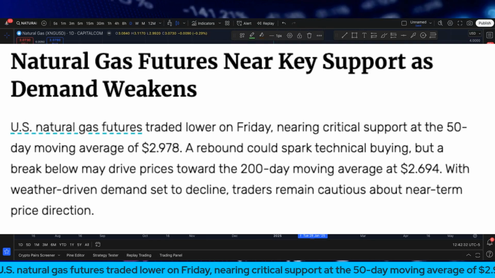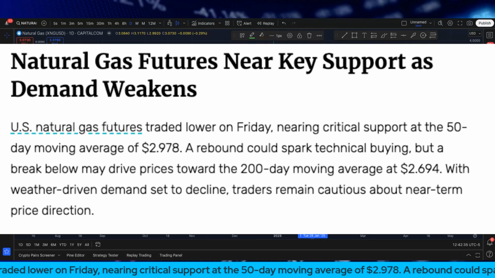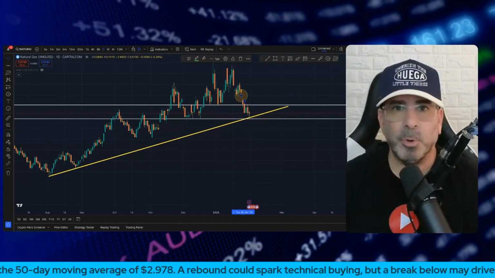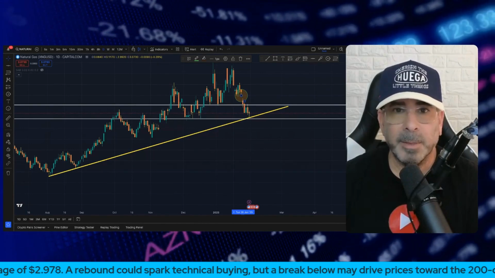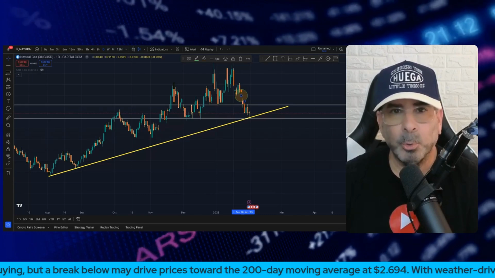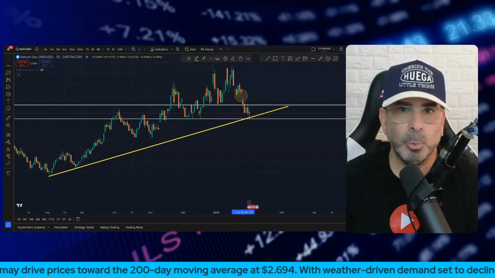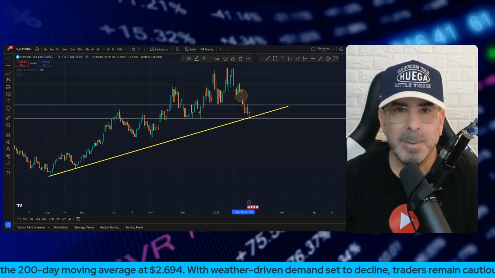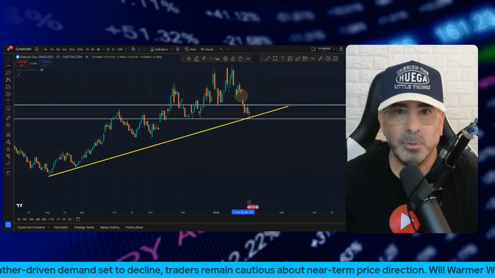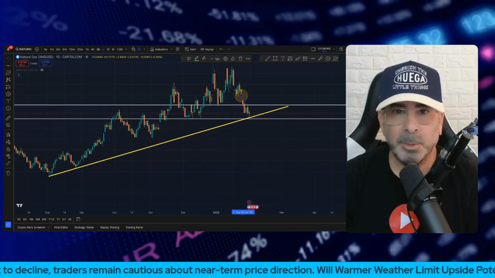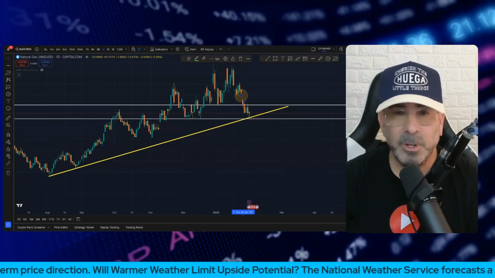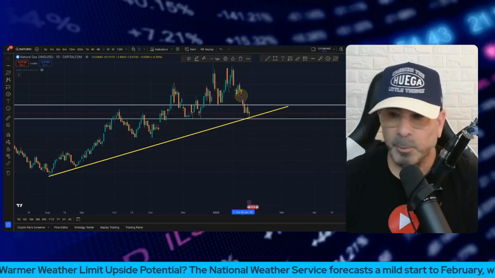With weather-driven demand set to decline, traders remain cautious about near-term direction. Obviously natural gas is very impacted by the weather, especially here in the United States. We're not seeing the cold weather like we did over the past 2 weeks, so the demand might be on the lower side for natural gas, and that might continue to bring prices a little bit lower. But I'm going to show you the next trend line in a minute that we could expect a bounce off if price breaks below the current level that you see.